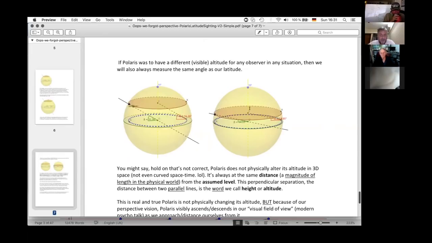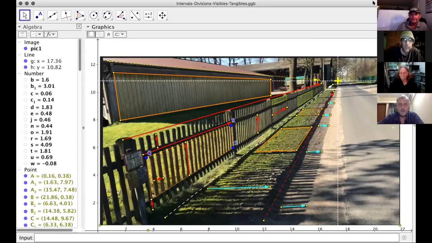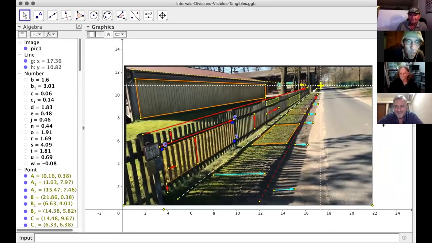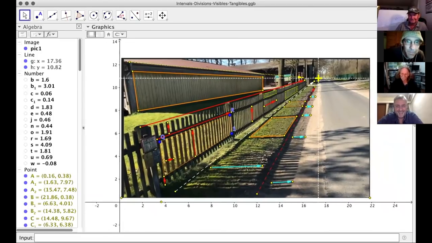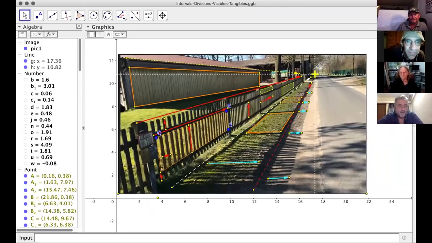Basically, our perspective vision is the answer to why it works. You remember this, Glenn? The glasses. This is a picture of something very close to me, and I was just playing with various things. I'm stood here on this white line, and I took a picture of what I saw, or what the camera saw.